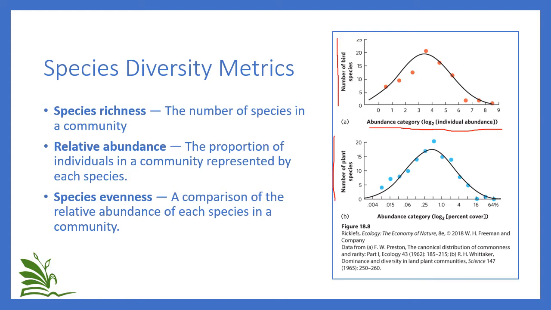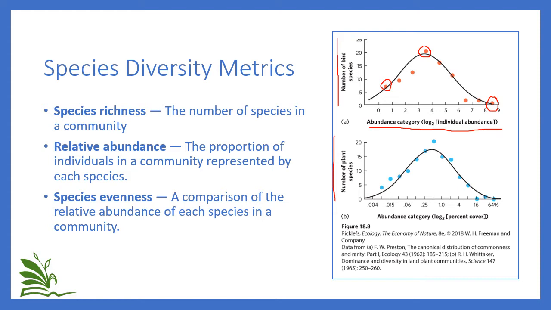And so you can see that there are only very few species that are very common in this particular community. And there are quite a few species that have an intermediate amount of abundance, and then a few species that are very rare in abundance. Okay, so that's what that's saying.